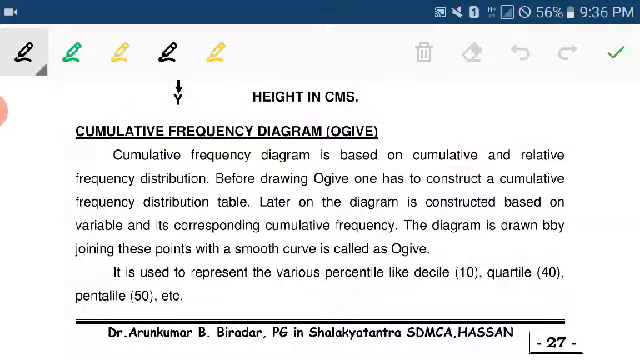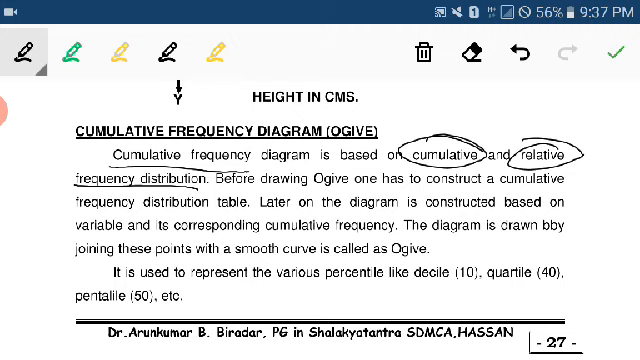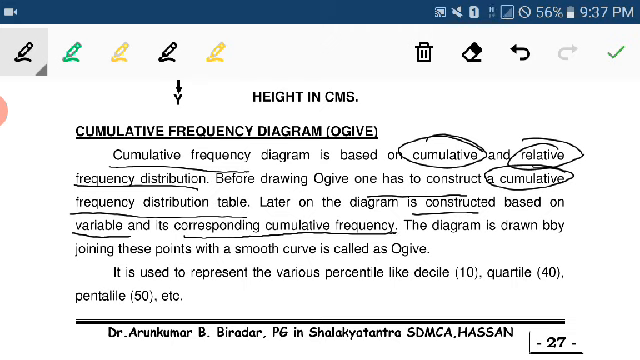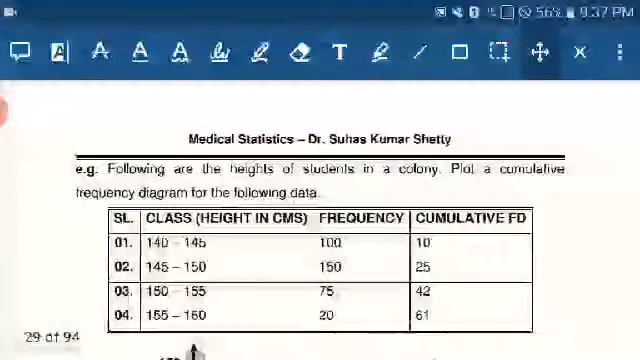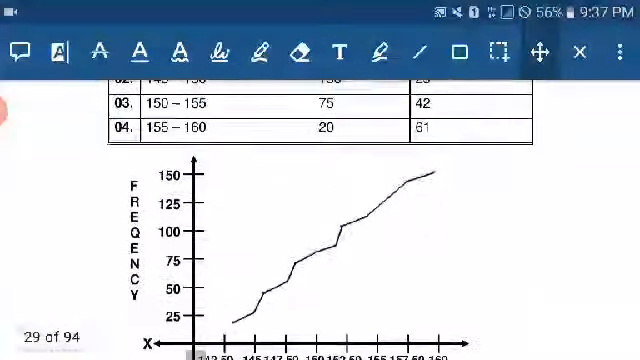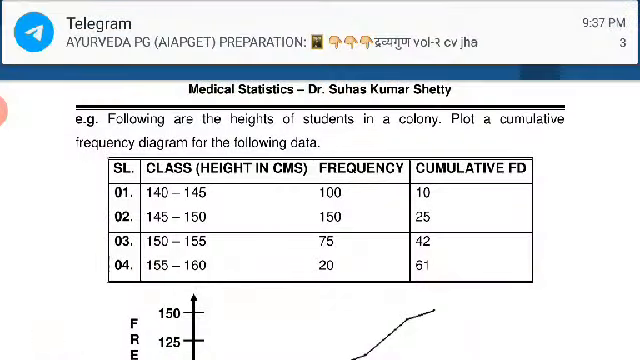Cumulative frequency diagram, that is the OGIVE. What is that? Cumulative frequency diagram is based on the cumulative and relative frequency distribution. Before drawing, one has to construct a cumulative frequency distribution table. Later on, the diagram is constructed based on the variables and their corresponding cumulative frequency. The diagram is drawn by joining these points with a smooth curve called an OGIVE. It is used to represent various percentiles like decile, quartile, and percentile also. The following are the heights of students in a colony. These are the cumulative frequency diagrams.